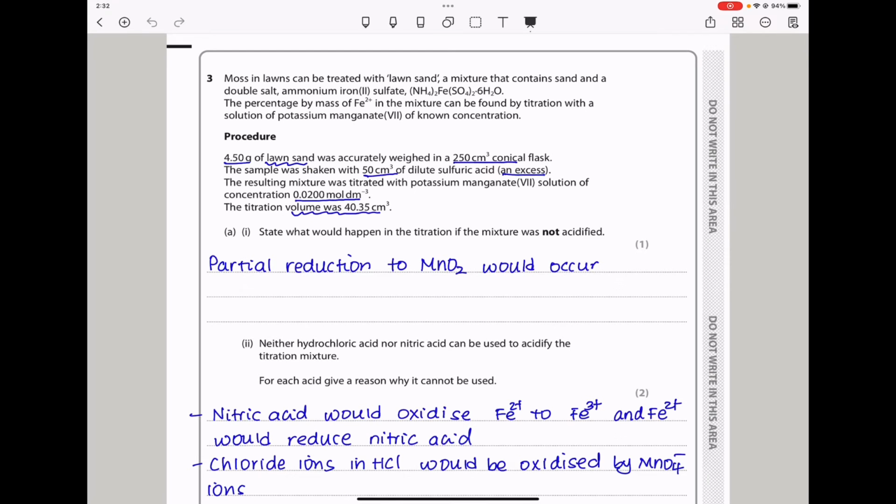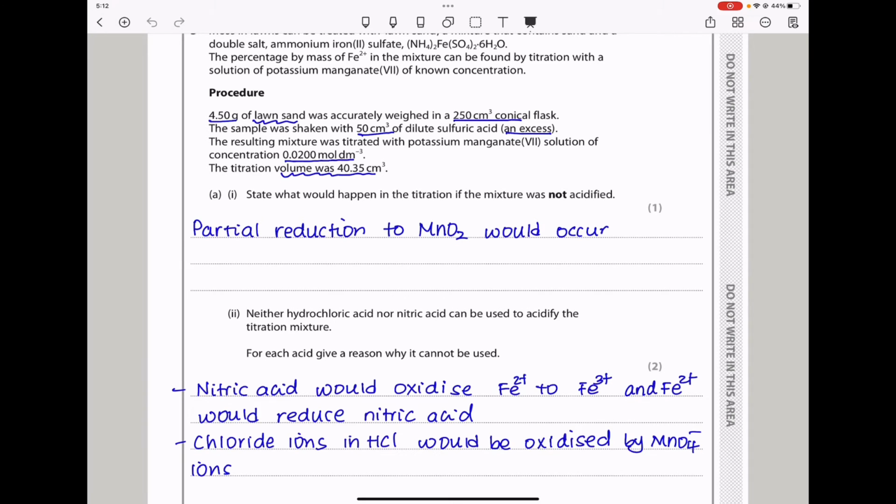The resulting mixture was titrated with potassium manganate(VII) solution of concentration 0.0200 mole per decimeter cubed. The titration volume was 40.35 centimeters cubed. The first question says, state what will happen in the titration if the mixture was not acidified. If it was not acidified, then manganate(VII) will be partially reduced to manganese(IV) oxide.